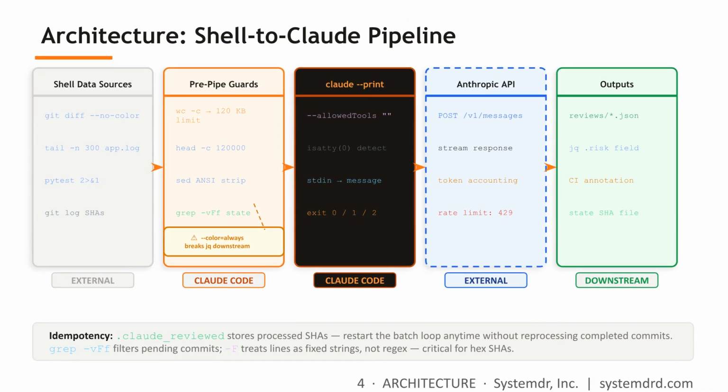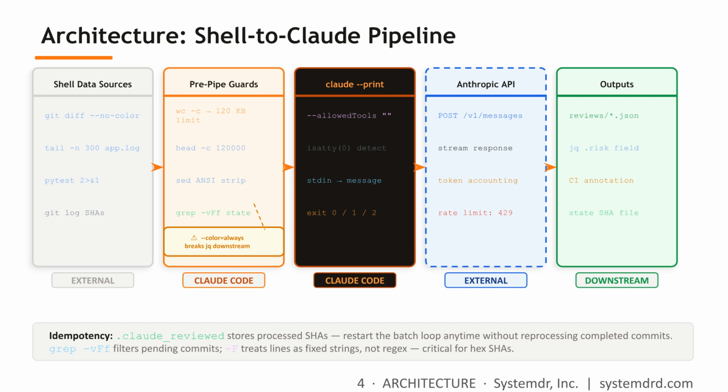Now let's look at the full picture. All 5 stages of the pipeline, from shell command to output file. Stage 1, gray, shell data sources. 3 types in this lesson: git diff for commit review, tail on app.log for log analysis, and pytest output for test triage. The constraint from this stage is plain text only, no ANSI codes.